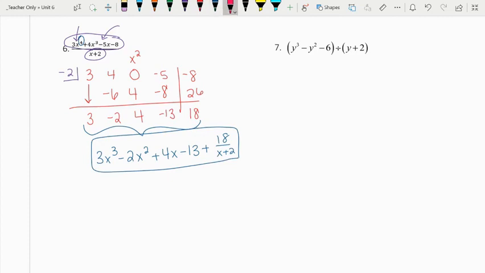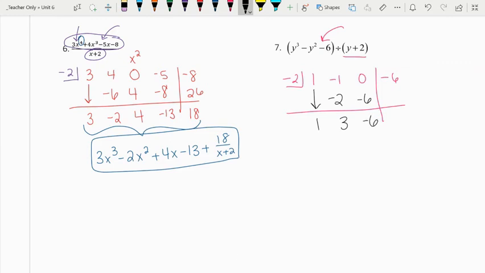On number 7, same thing is happening. We are missing one term, right? We are missing the y. So first we're going to take the opposite sign here, so a negative 2. So we have 1, negative 1, 0, negative 6. So we drop down our positive 1, and we multiply to get negative 2, add, get a positive 3, multiply, get a negative 6, add, and it stays negative 6, multiply, positive 12, add, and we get a positive 6.